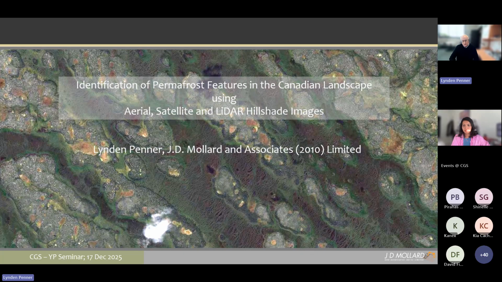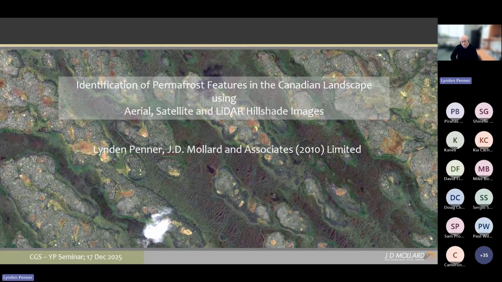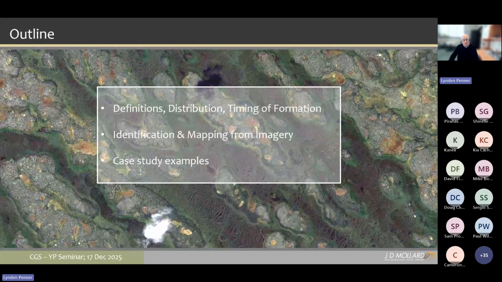So the focus will be largely on how we can identify the presence of permafrost in various types of imagery, and so we'll get started with that. I've got three general things I'll be discussing. I'll begin with some definitions, some maps and discussion of the distribution of permafrost across the country, and say a little bit about the timing of permafrost formation.